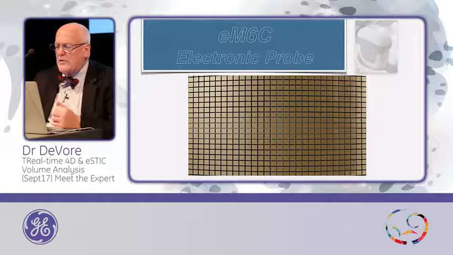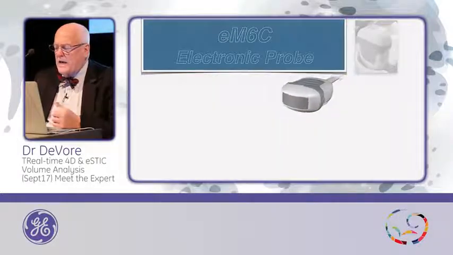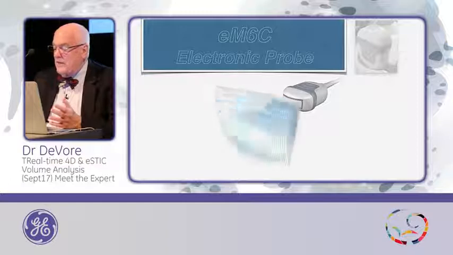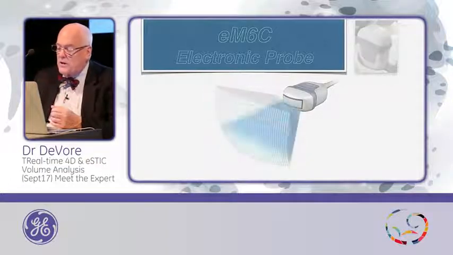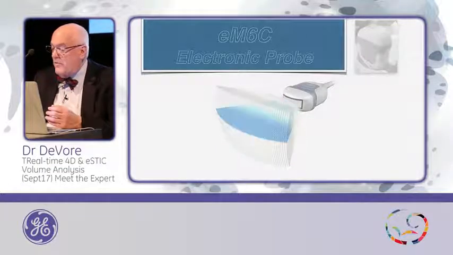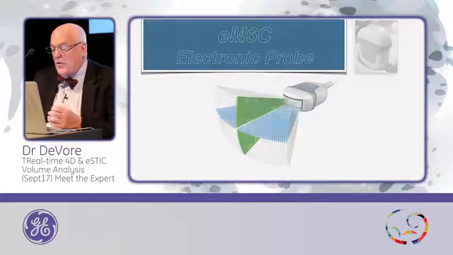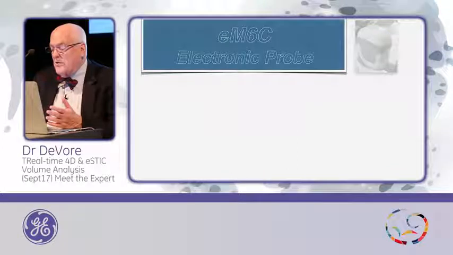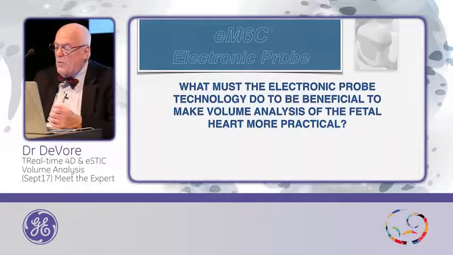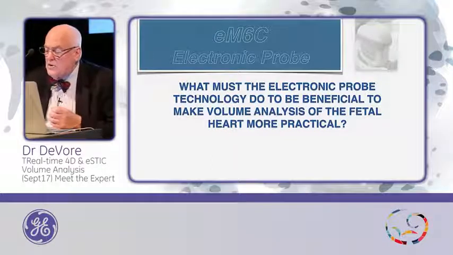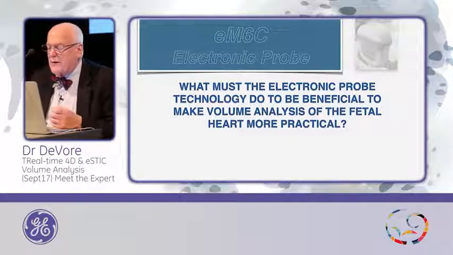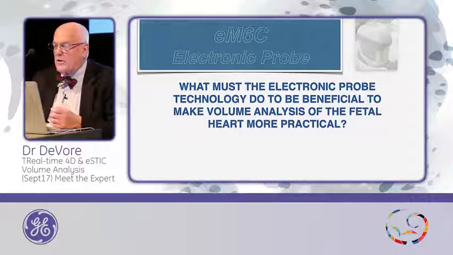So what does the new electronic probe do? It can do several things. It can fire sequentially, as it's doing here, as you would see with live real-time 4D. It can do biplanar, or it can simply act as a 2D probe and image 2 dimensions. So what must the electronic probe technology do to be beneficial to make volume analysis of the fetal heart more practical? These are the 2 principles that this probe has to address.